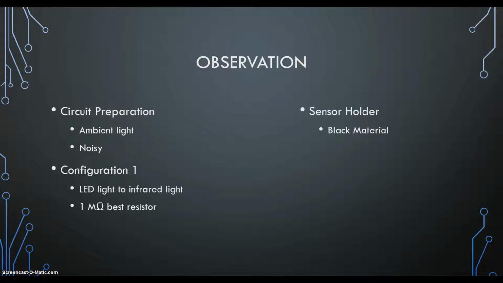We also observed during configuration 1 that an LED light isn't as powerful as an infrared light. Due to our observation, when building a sensor holder, to minimize surrounding light causing noise in the signal, the LED and phototransistor should be covered with a black material, not allowing any type of light in.